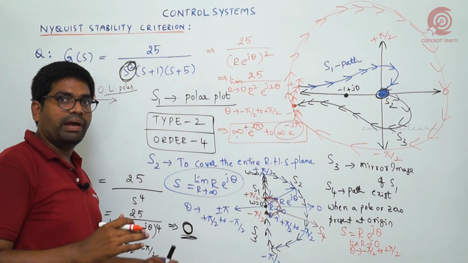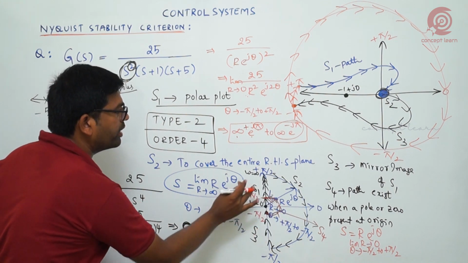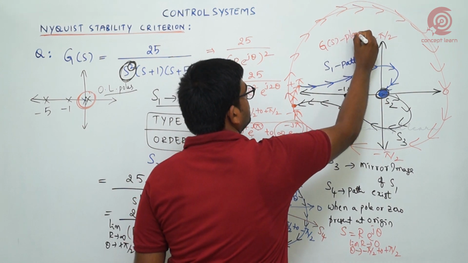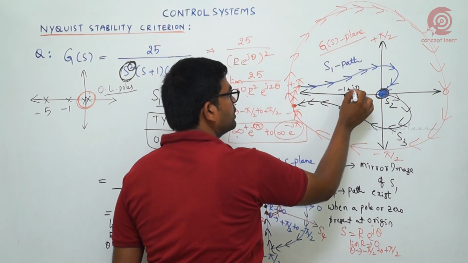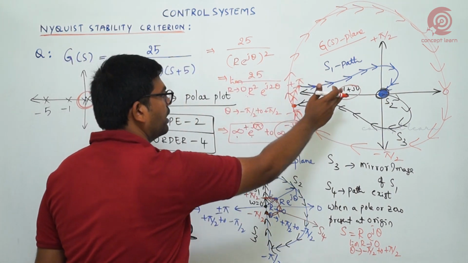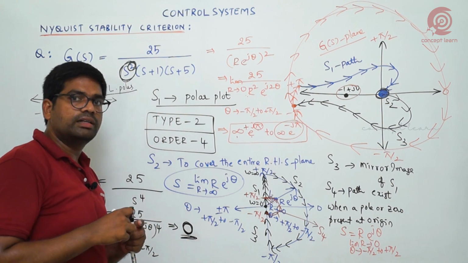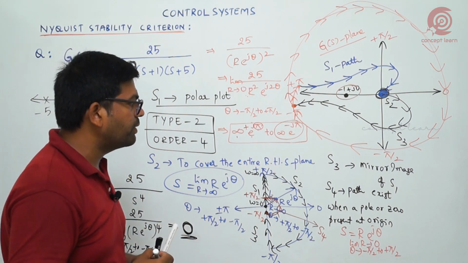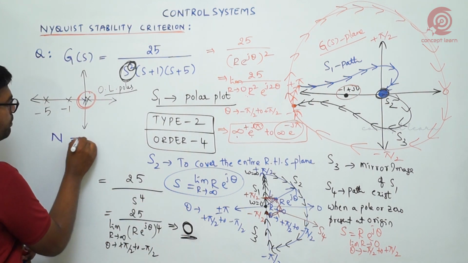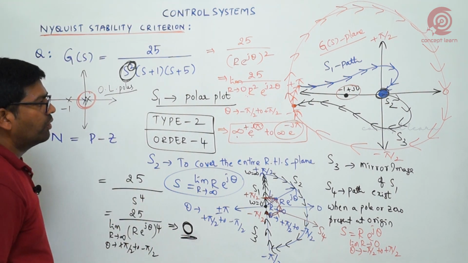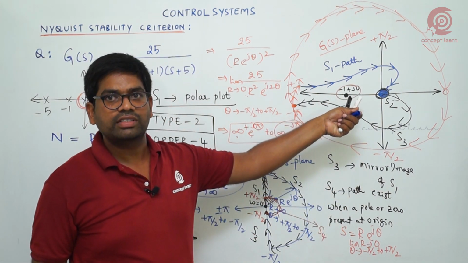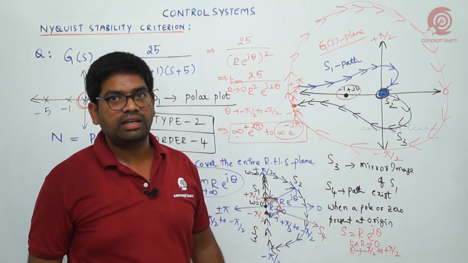So this is the completion of the Nyquist path by mapping all the S-plane points to the G(s) plane. The origin of the G(s) plane is the critical point. We mapped all the points to this plane. Now you can apply the principle of argument, N equals P minus Z. What is the number of encirclements? The point minus 1 plus j0 has 2 encirclements.